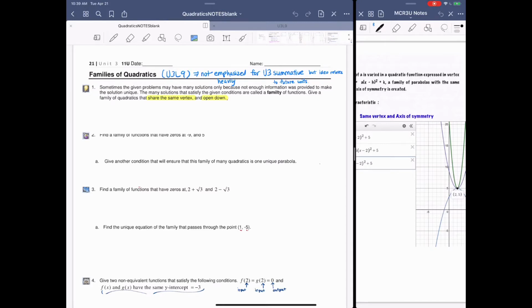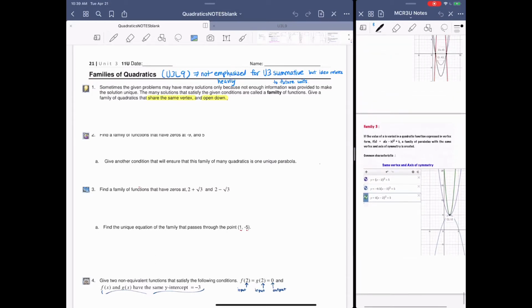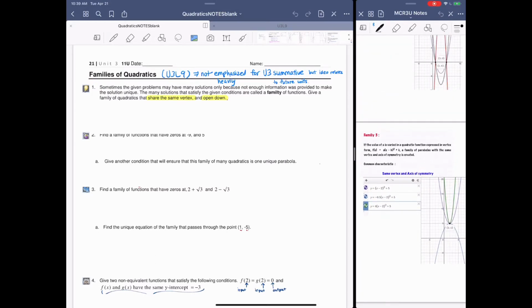Give a family of quadratics that share the same vertex and open down. So that means we're considering family 3. They have the same vertex and it is opening down. And so I need to give myself an example. Let's say I have the vertex (0, 1), and because it says my parabola is opening down, that means my a is negative.